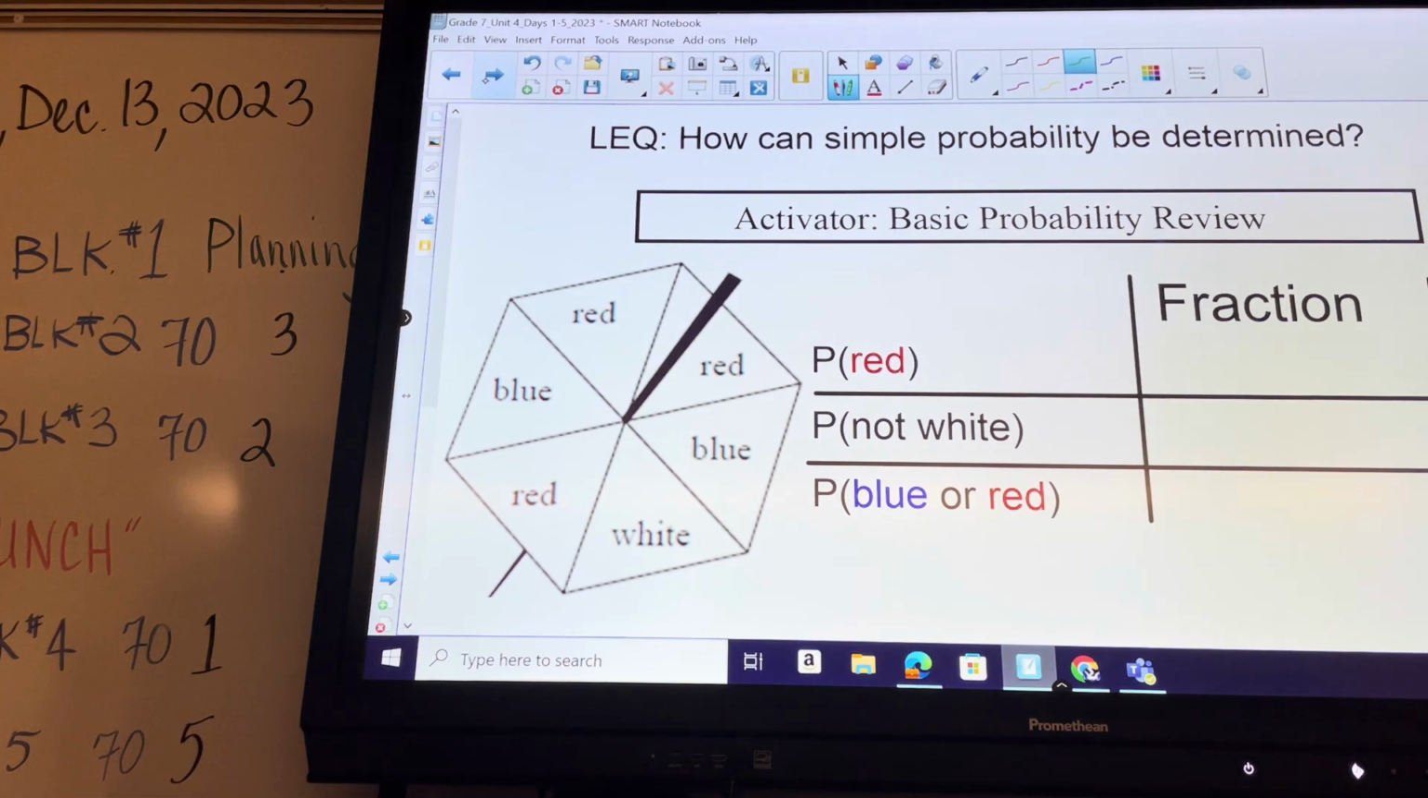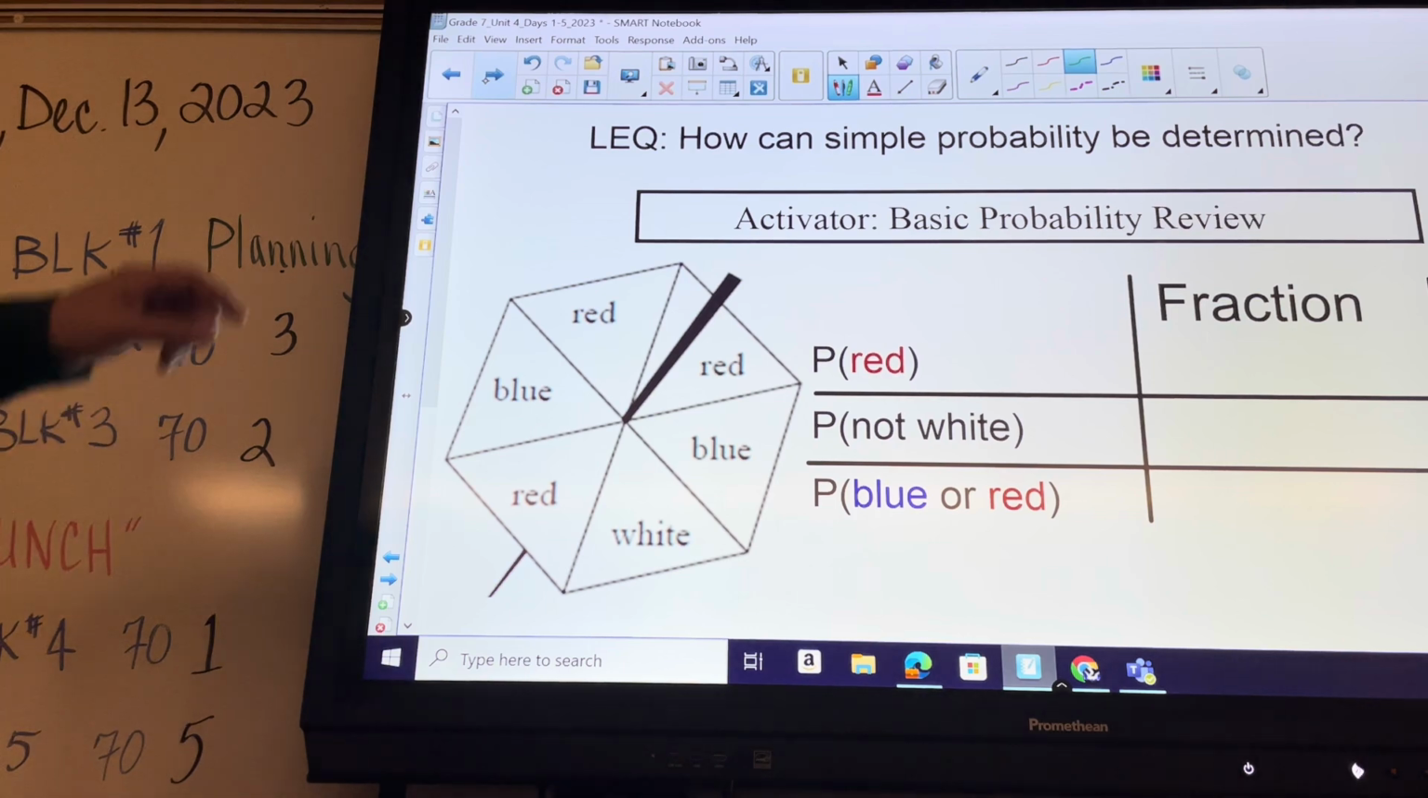Okay, the activator. On your own, pause the tape and fill this out on the sheet. You're going to put the fraction or decimal for each of these spins.